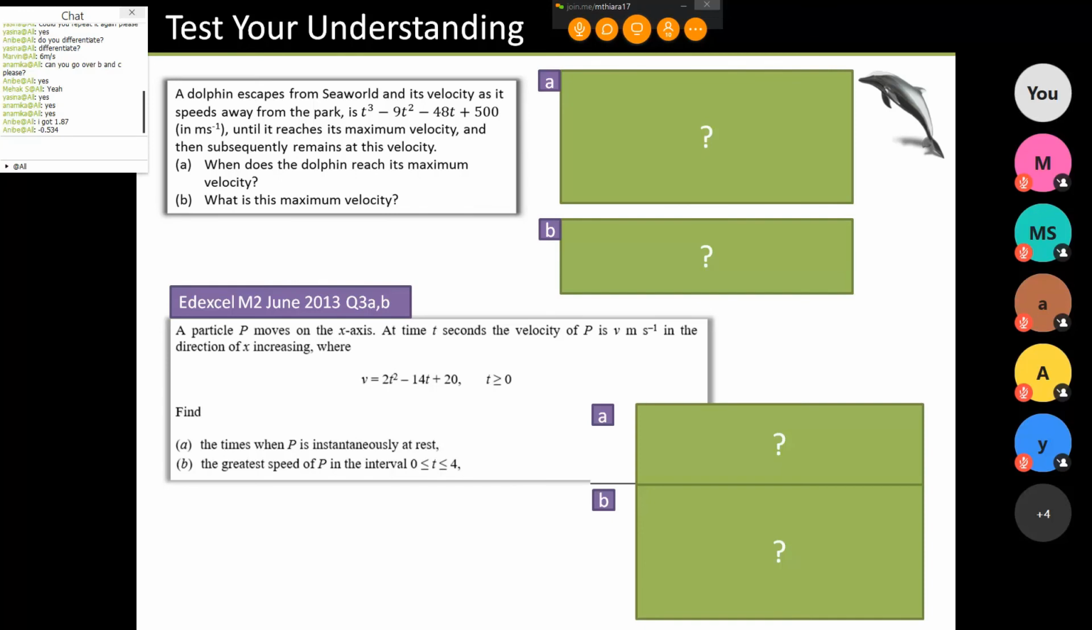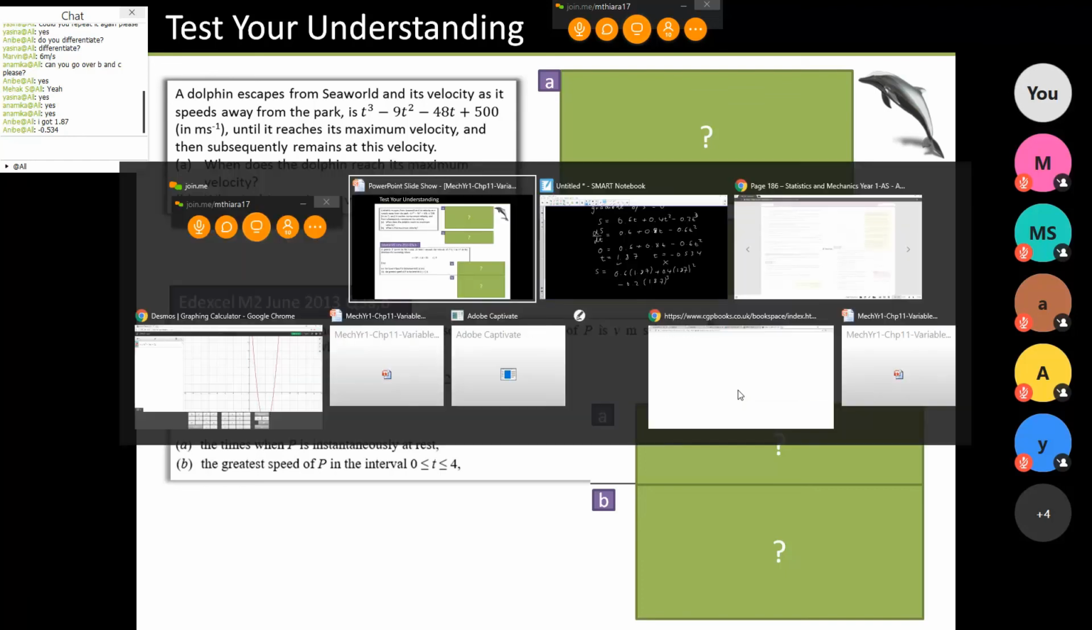Right, let's have a look at this question here, just to recap everything in this particular exercise's work. A dolphin escapes a seabird, and its velocity as it speeds away from the park is given by this expression until it reaches maximum velocity, and then subsequently remains at this velocity. When does the dolphin reach maximum velocity? What is this maximum velocity? Okay, so in this case, let's get started.